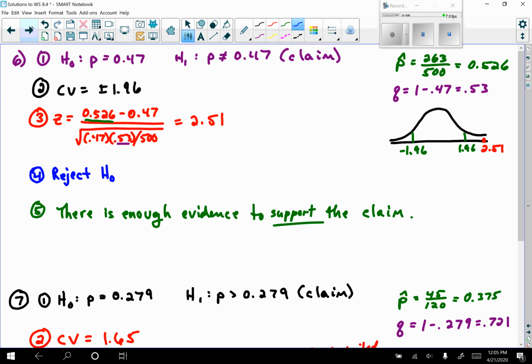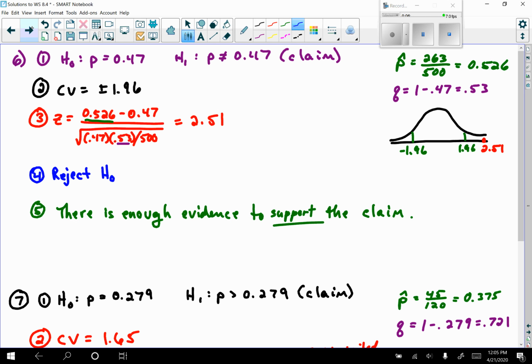All right, looking at exercise 6, very similar. Our null and alternative hypotheses are stated here. The claim is the alternative. Again, this is a two-tailed test, so the question here is, does this differ from the national percentage at the 5% level of significance? So again, my claim is the alternative hypothesis.